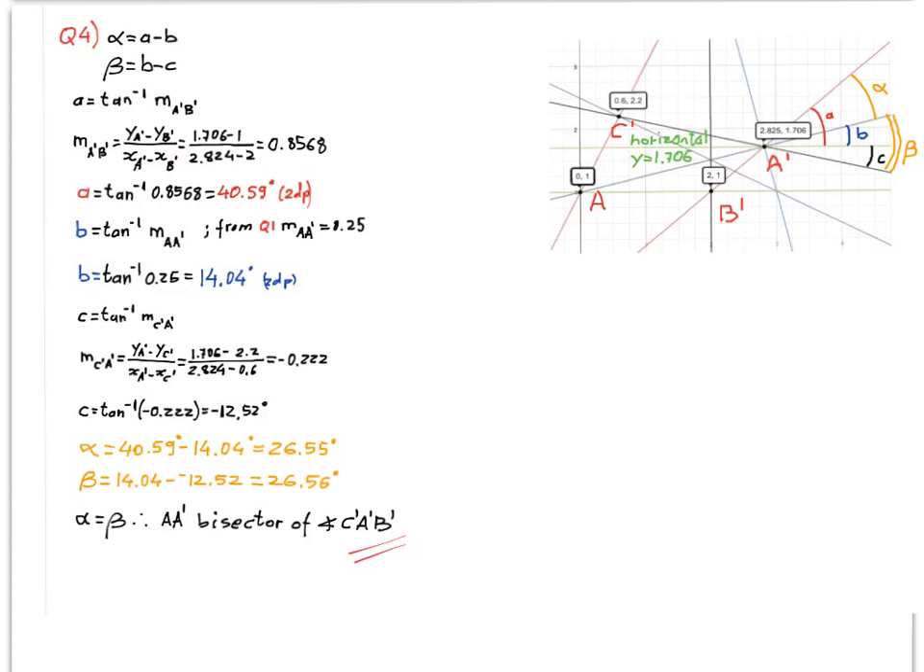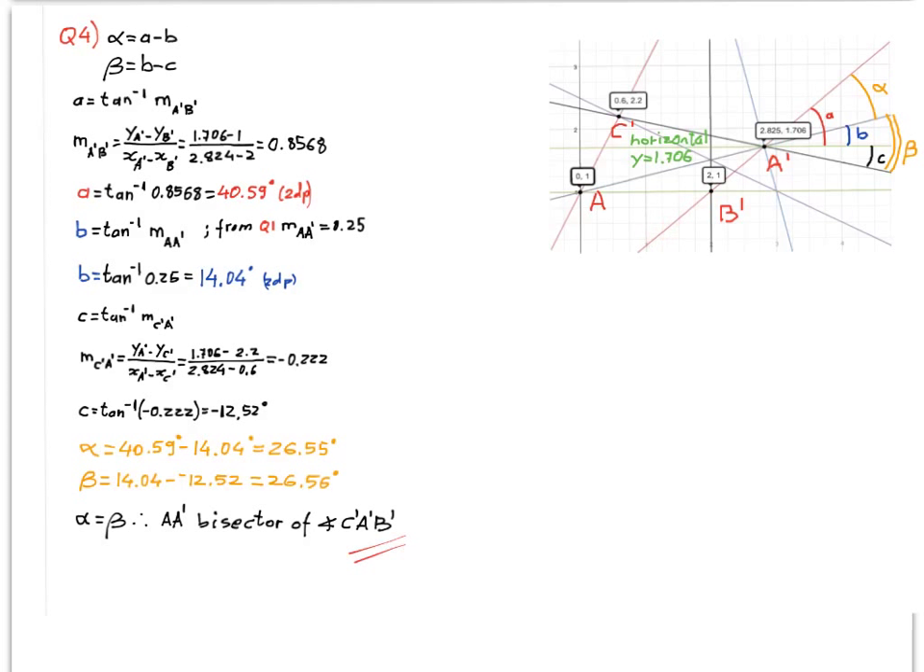So I use the coordinates of A prime and B prime to find the gradient of this line. And that gradient is 0.8568. Now, I've already said that angle A is equal to tan to the minus 1 of the gradient of this line.